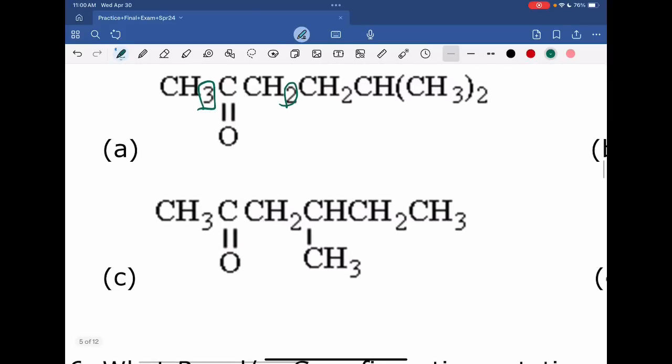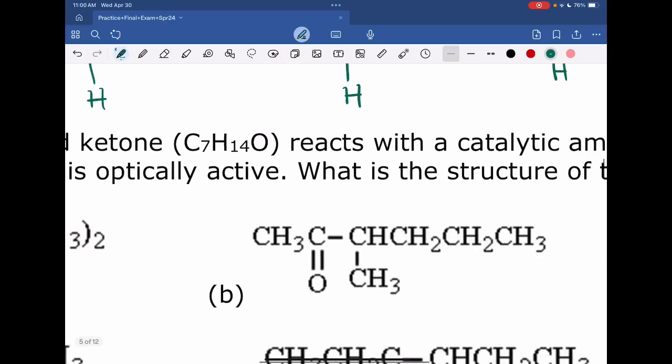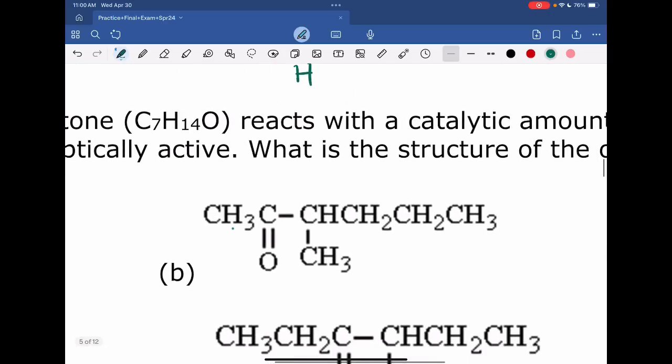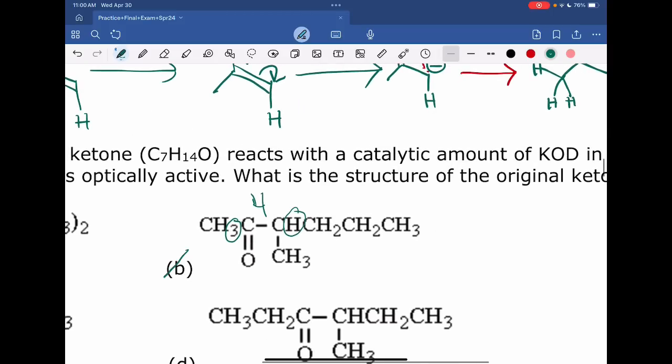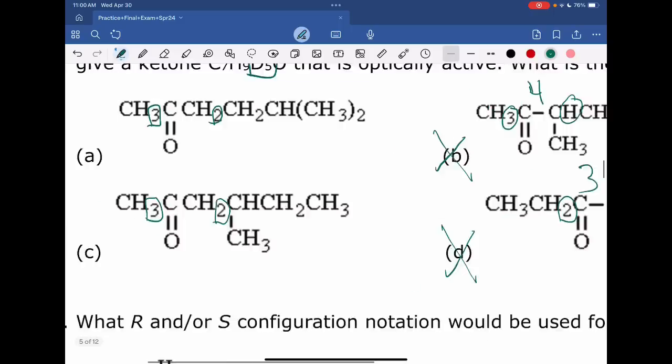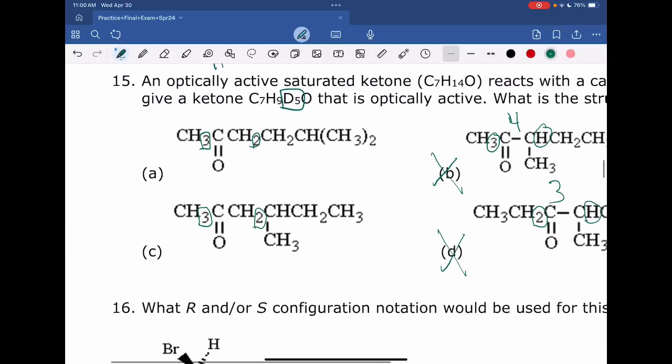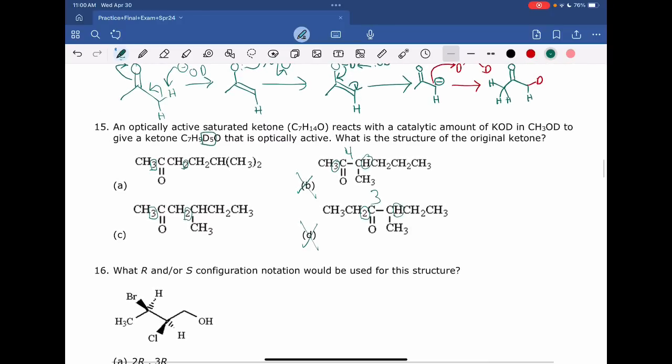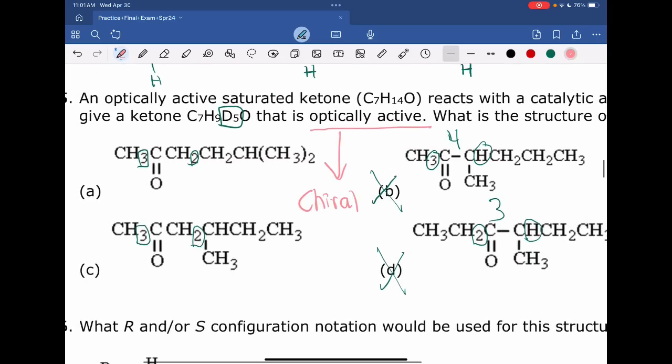C has a ketone with 5 H's around it, so it could be C. B has 3 plus 1, so it's got 4 H's. That's wrong. You need to exchange 5, not 4. D has 2 H's plus 1, so that's 3. It's also wrong. So now, what's the difference between A and C? Which is the answer? We gotta finish reading the question for that. The question says that the product is optically active, which means chiral. The product is chiral. So which one of these is chiral?